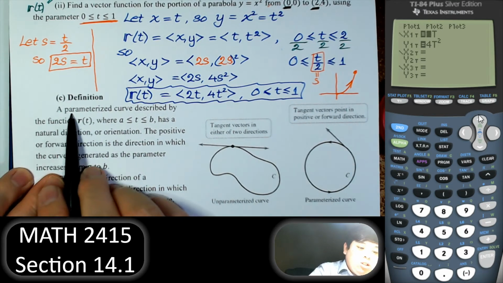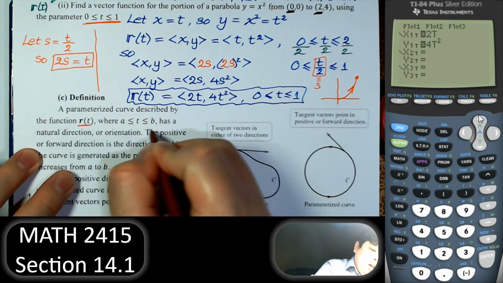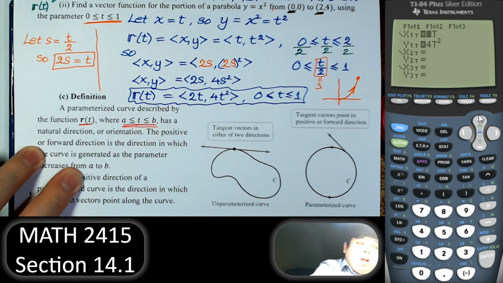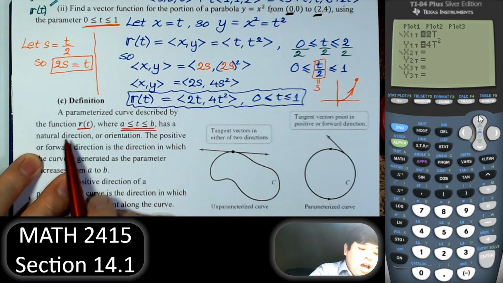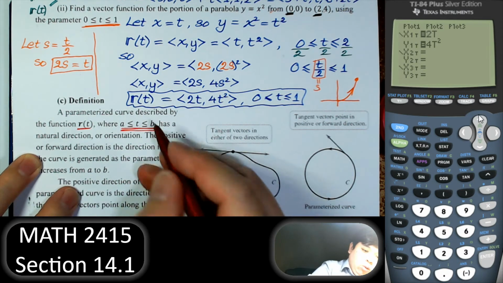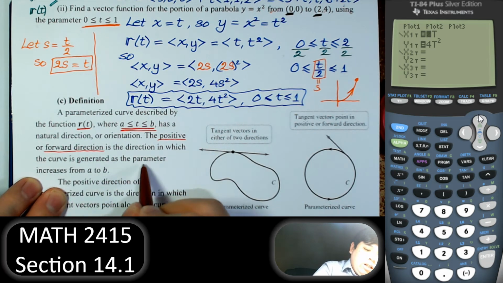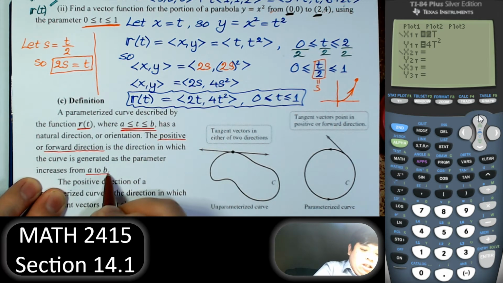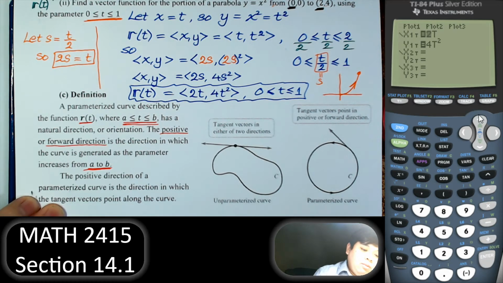What we mean when we say parameterized curve is that we write a curve in parametric form. So we write that in the vector form where we have this. And when we write t from A to B, it has a natural direction from A to B, right? And we define the positive or forward direction as the direction in which the curve is generated as the parameter increases from A to B. So that is the natural direction when we write a curve in the parametric form.